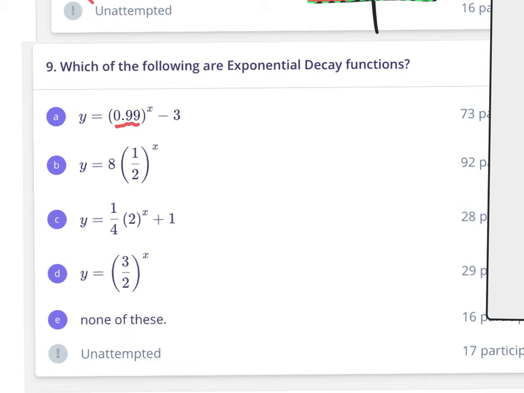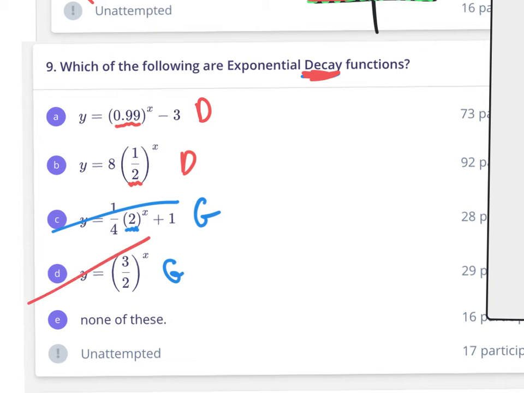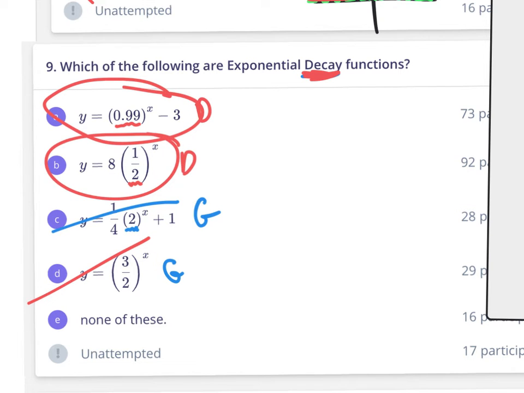Well, this base is less than 1, so that's a decay function. This base is less than 1, that's a decay function. This base right here is greater than 1, that's a growth. So you don't want that one because they're asking for decay ones only. Actually, yeah, decay ones only. And this last one, 3/2, that's 1.5. That is a growth, not a decay. So that's not it either. So the only answers for decay are A and B.